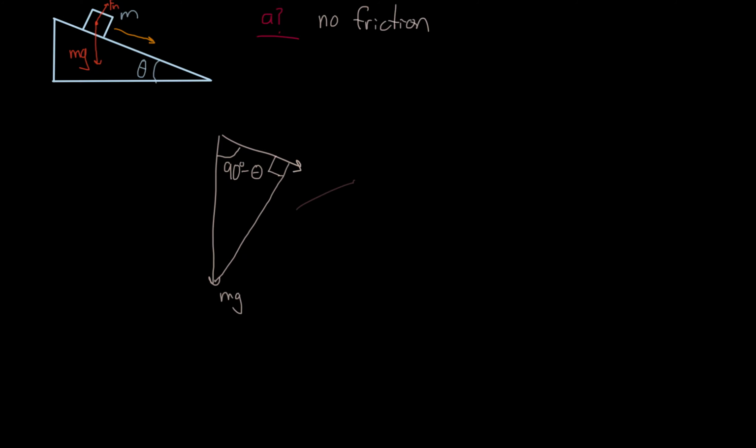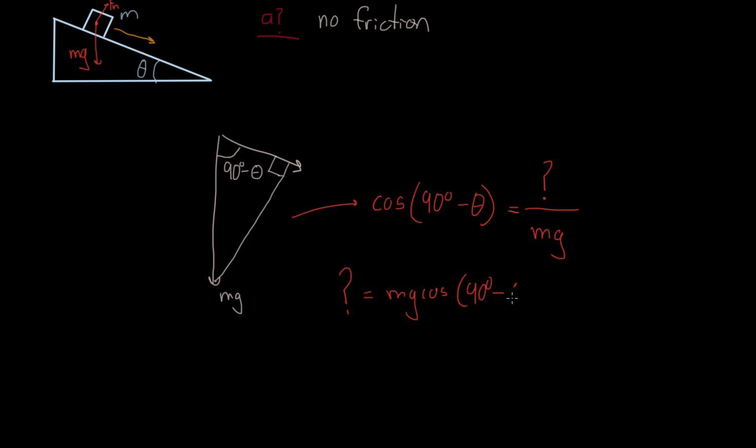And so then, using this information, we can make the following statement. We can say that if we take cosine of 90 degrees minus theta, which is just this angle here, it will be equal to the adjacent side, which is actually the component we're trying to find, over the hypotenuse of this triangle, which is just MG. This gives us that the component that we're trying to find is MG cosine 90 degrees minus theta. And this is essentially it. This is the component we're trying to find. So we can stop here, or we can simplify this a bit more.